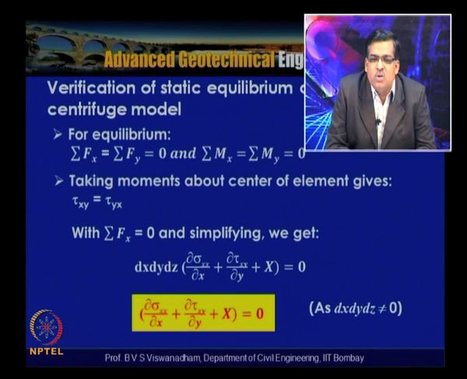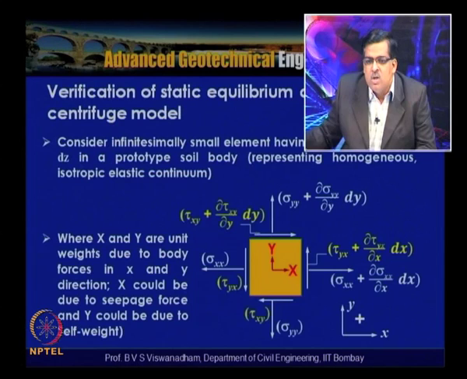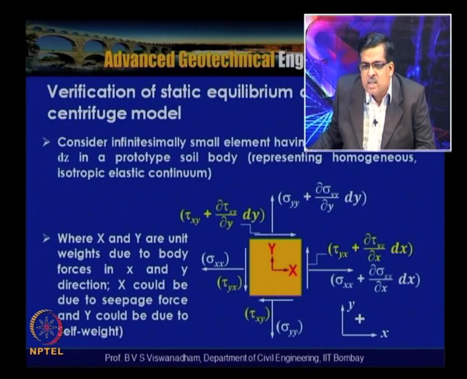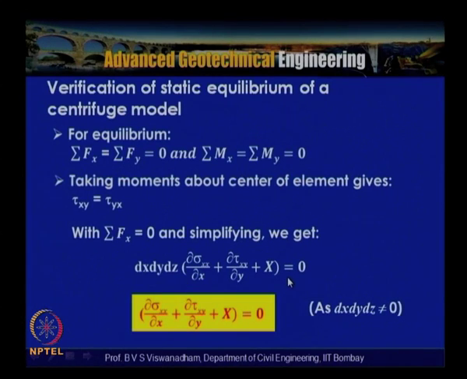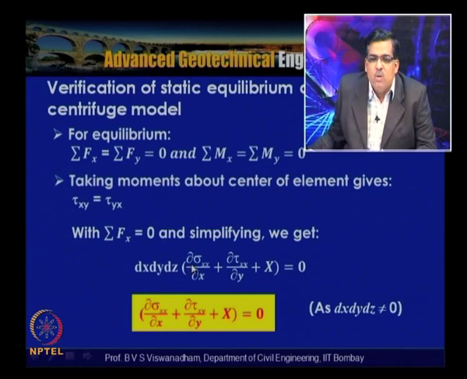Now with sigma Fx equal to 0, sigma Fx is nothing but sigma xx plus dou sigma xx by dou x into dx, acting on the area dy dz. Similarly here, sigma xx stress acts on the area dy dz, so the net force is nothing but dou sigma xx by dou x into dx dy dz. Similarly, when you take the shear stresses in this direction and the body forces in this direction, after simplification what we get is dx dy dz into dou sigma xx by dou x plus dou tau xy by dou y plus X equal to 0.